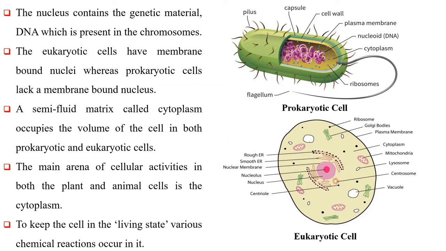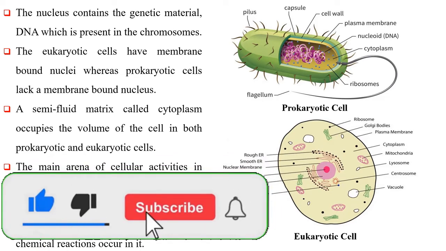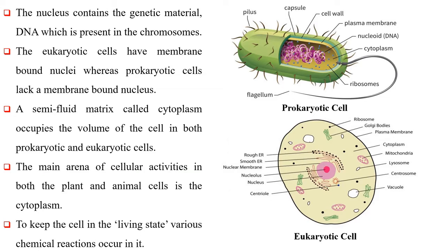A semi-fluid matrix called cytoplasm occupies the volume of the cell in both prokaryotic and eukaryotic cells. The main arena of cellular activities in both the plant and animal cells is the cytoplasm. To keep the cell in the living state, various chemical reactions occur in it.